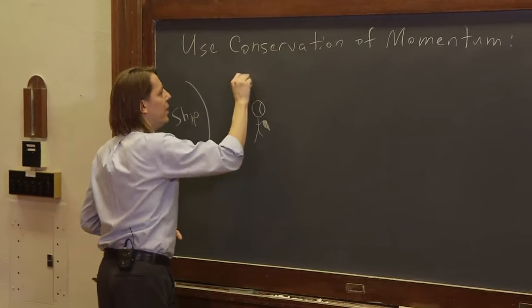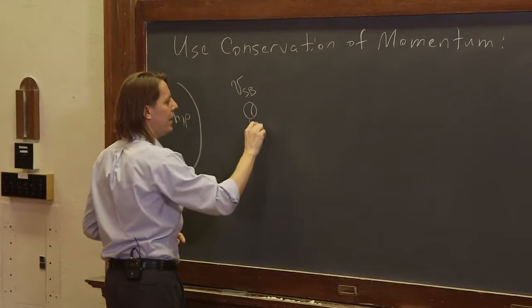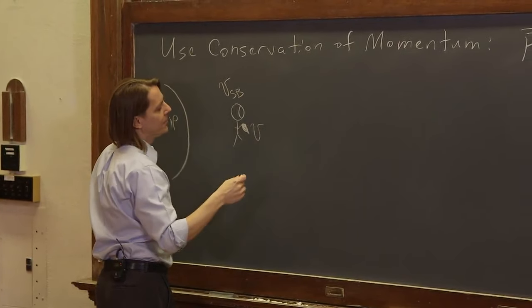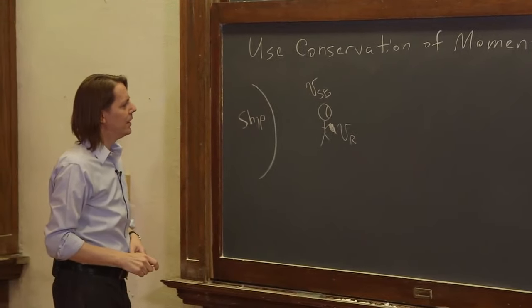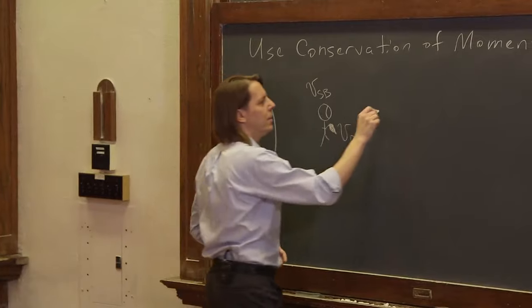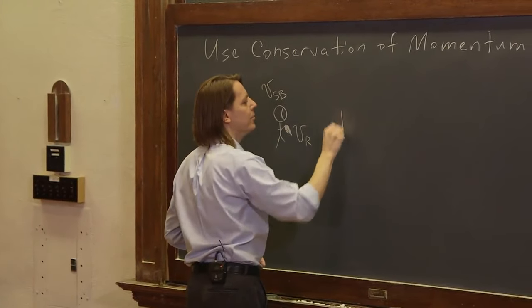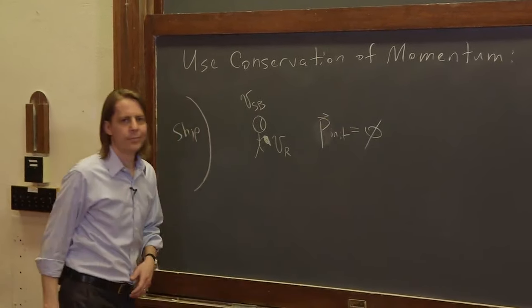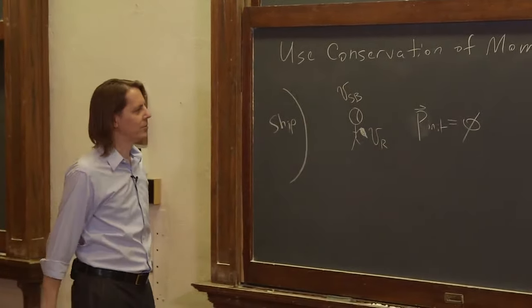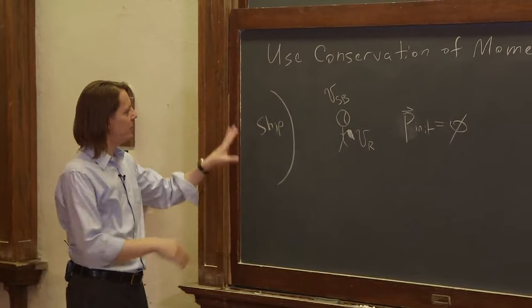So there's the velocity of Sandra Bullock, and there's the velocity of the rocket motor thingy she was riding around on, VR. And the initial momentum, we'll say, is zero. She's actually kind of moving when it happened, but it's good enough. We'll say you're starting at rest, need to get to the ship.